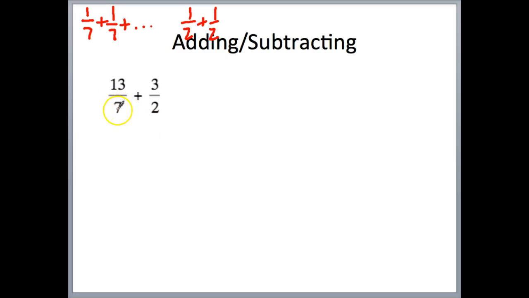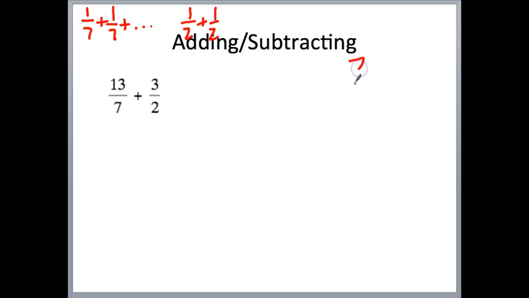So in order to find a common denominator, what I need to do is first figure out what's called the least common multiple. And the least common multiple is something that 2 will go into and 7 will go into. So you can just look at this, hopefully, and figure out what the least common multiple of 7 and 2 is. But if you can't, then we can go through a little bit of a step here.